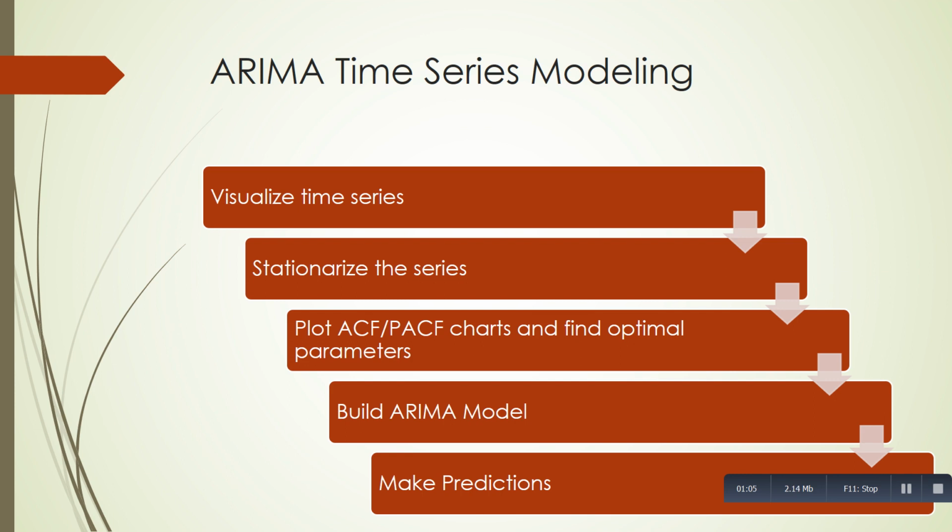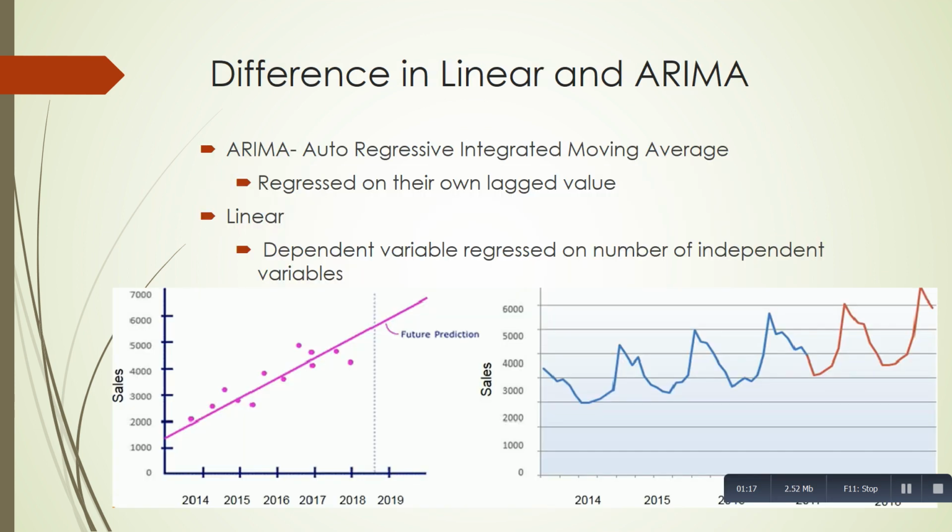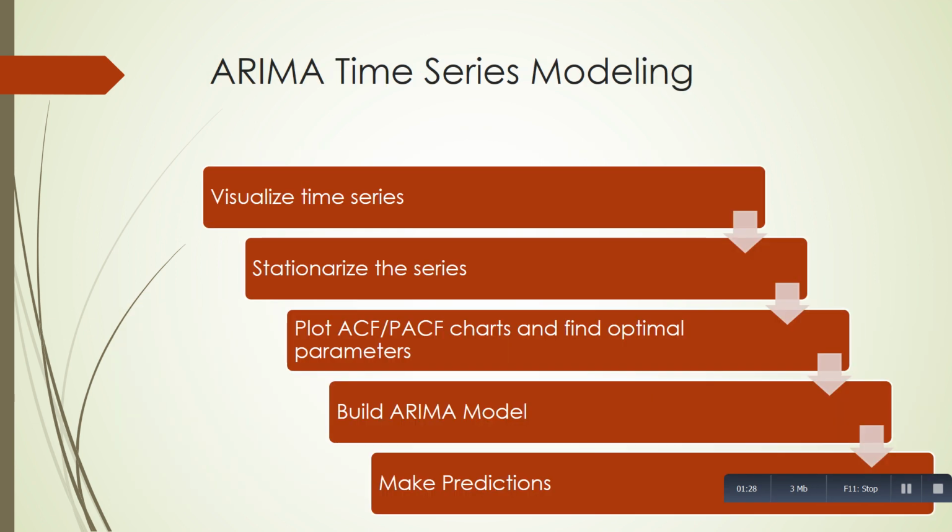So, what are the steps to generate an ARIMA model? First, we would like to visualize the time series. Then, when we visualize, we see certain problems. Like in the second chart, we can see that the time series is not stationary. To stationarize the time series, we could do various things like differencing the time series in first order, second order, till the series is stationarized. And there are various tests to understand if the series is stationarized or not, like the ADF or Augmented Dickey-Fuller test.